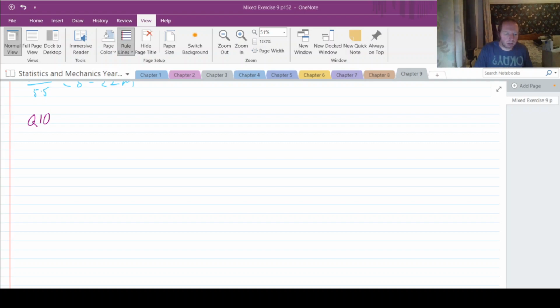Here we are doing Stats and Mechanics Year 1, Chapter 9, Question 10. A train is travelling with a constant acceleration along a single track. At time t equals 0, the train passes a point O with a velocity of 18 meters a second. So we're doing 18 meters a second at that point.